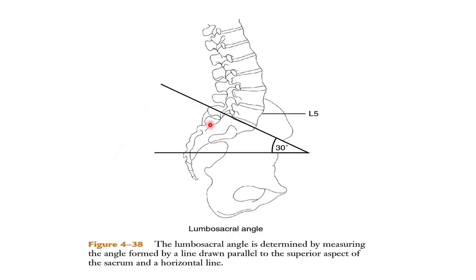So this is the lumbosacral angle. Here you can see the inclination of the sacral bone on the fifth lumbar vertebra. This inclination forms an angle known as the lumbosacral angle, and the normal angle is around 30 to 35 degrees.